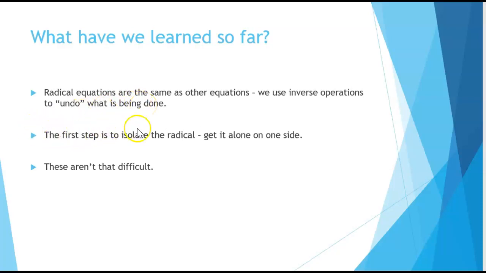And the first step is to isolate the radical. In other equations, remember it was to isolate the variable? Well, that's the whole point. That's what we want to get at the end. We want to isolate the radical, get it alone on one side. And we've learned these are not that difficult.